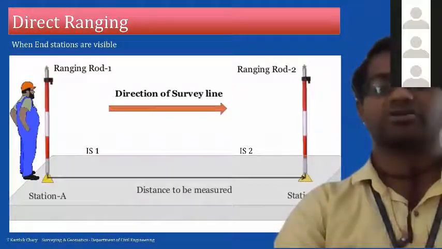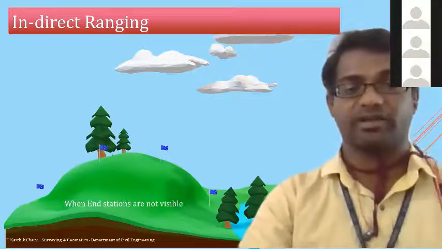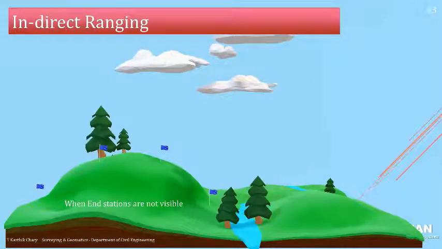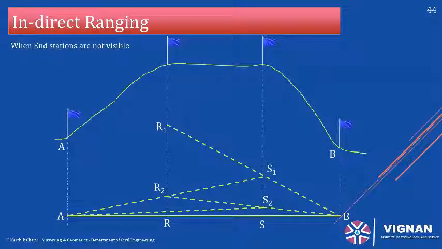What if the points are not visible? Then comes a bit of art, like the diagram I've shown you. This diagram clearly shows a hill, and a few flags, and the point of concern is that the extreme flags cannot be seen. If I stand here, I cannot see that point, and if I stand there, these points are not visible. So these points are obstructed by the hill, and intervisibility is not there. I have drawn the profile. A and B are fixed points and they are obstructed by a hill.